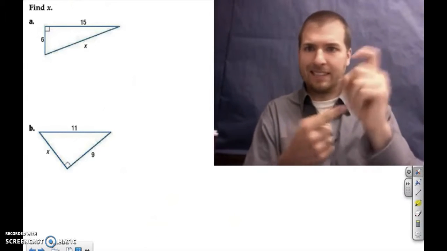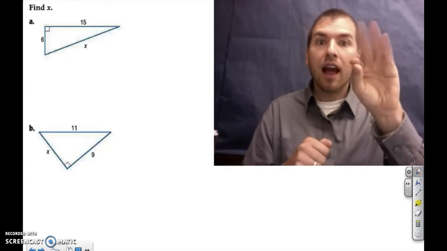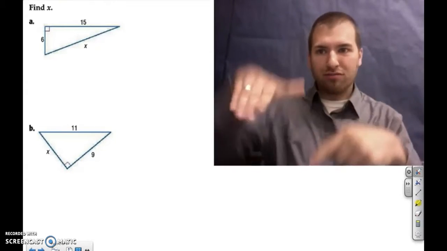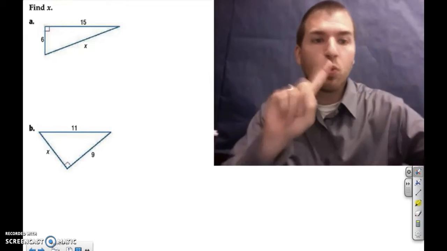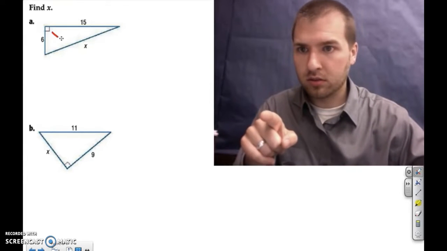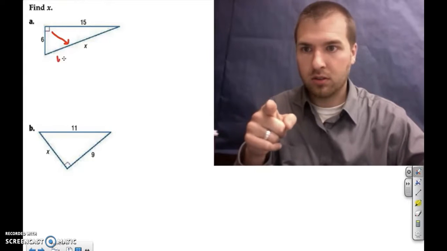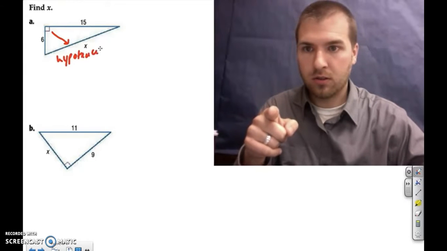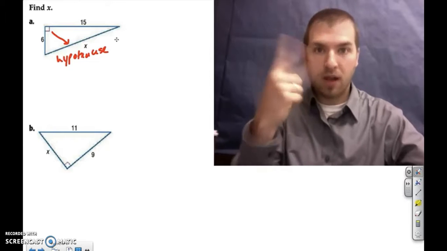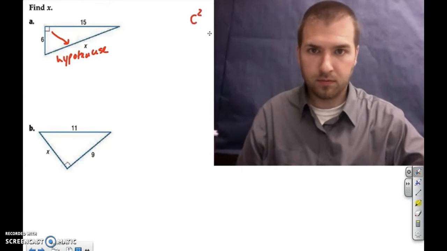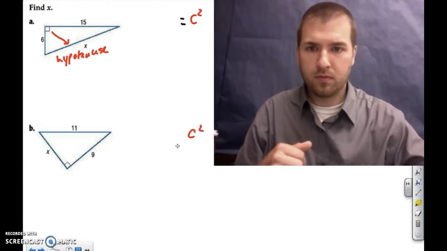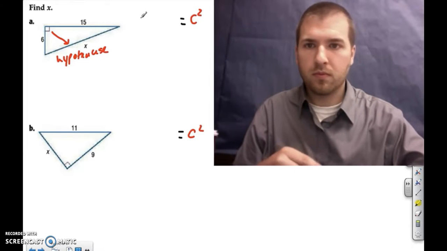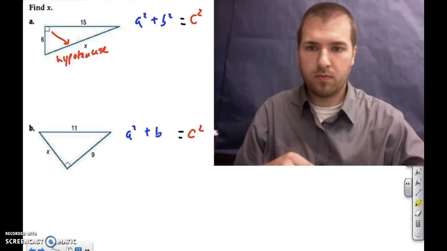Now we're going to have to find x. You see that it's a 90-degree triangle. The hypotenuse is right there, so it's x. It's what we're trying to find. Always remember the formula, that's going to be c squared. Let's go to the next one. I'm just going to write it in the formula.